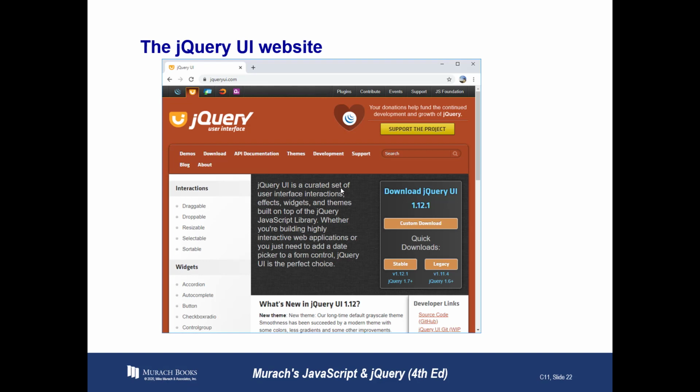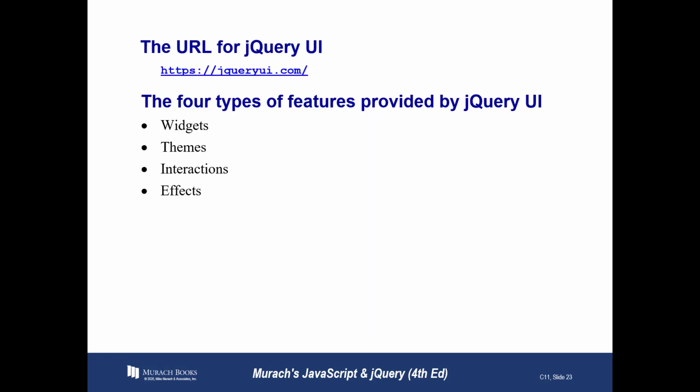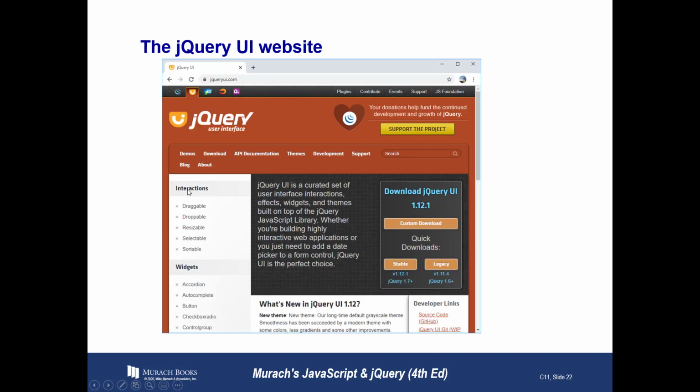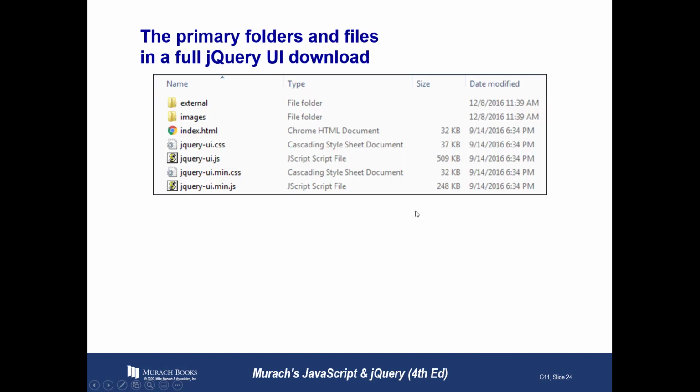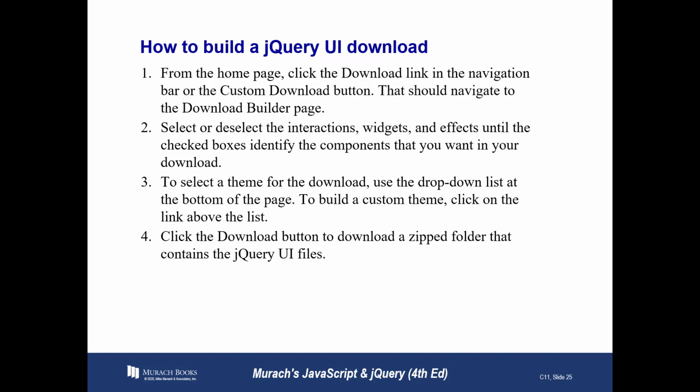Here's the jQuery UI website that I alluded to earlier. Like I said, not much for aesthetics, but it's a nice working site. Notice it's broken up into 4 areas: widgets, themes, interactions, and effects. You can download the entire thing, which means you'll get everything, or you can download it selectively, meaning you can just put in the pieces, so to speak, that you want and download those.